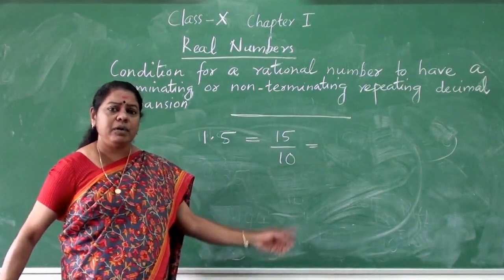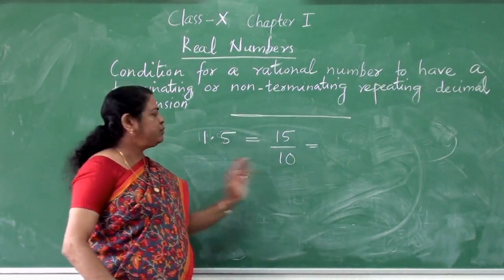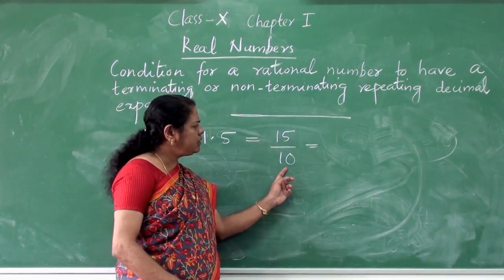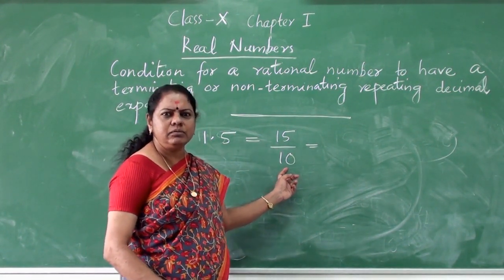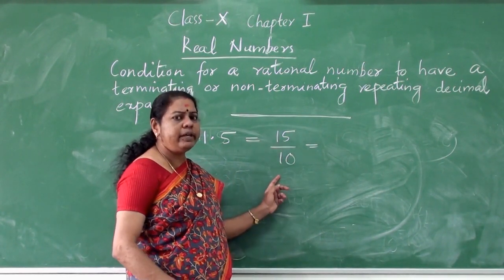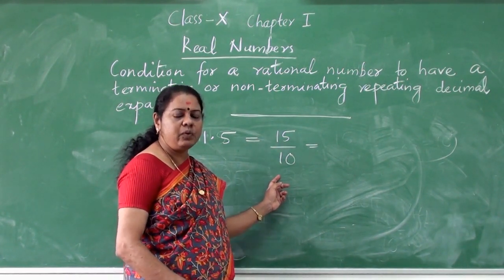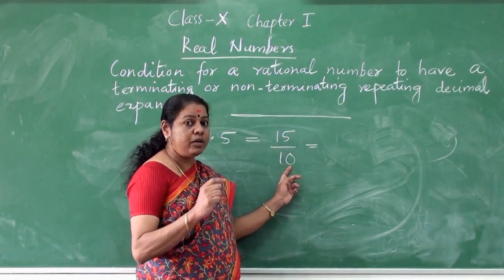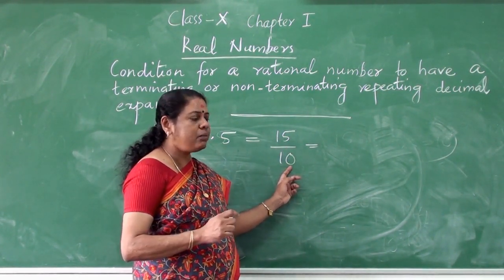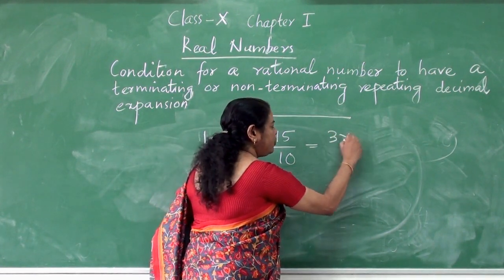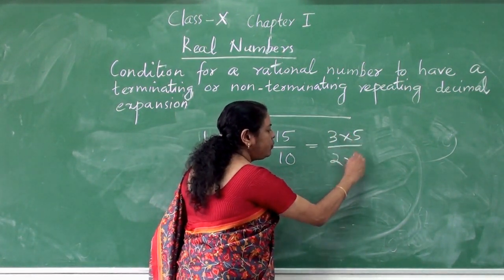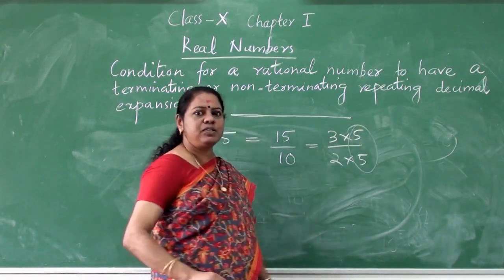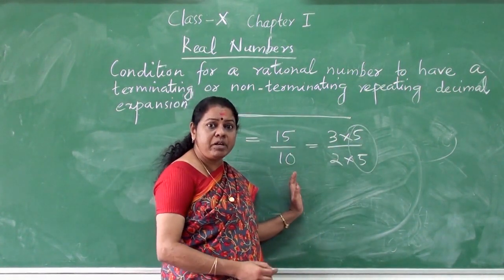Consider the number 1.5. It is 15 by 10. Now see, 15 by 10. Is the rational number 15 by 10 in standard form? No, because 15 and 10 have a common factor. Which is the common factor? 15 is 3 into 5, 10 is 2 into 5. So 5 is a common factor to both. They are not co-prime numbers.